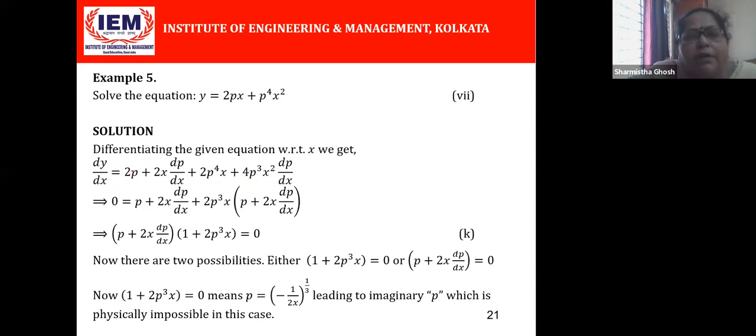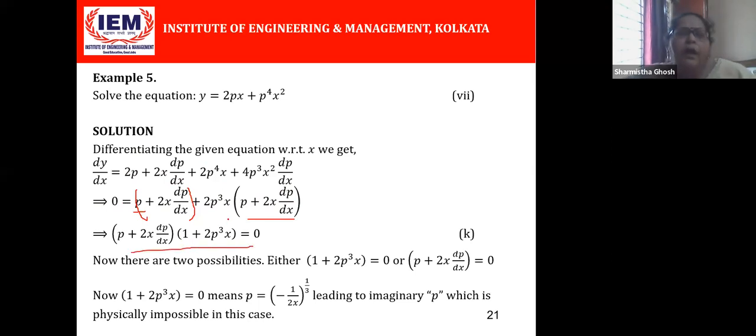When you take this p to the right hand side, I will get 2p minus p, so I will get this p. Next, I have this 2x dp/dx. And from these two terms, we have taken 2p^3 x common. So I'm getting again p plus 2x dp/dx. So you can see easily that this is getting factorized as p plus 2x dp/dx, times 1 plus 2p^3 x. So you see that this is easily getting factorized like this.